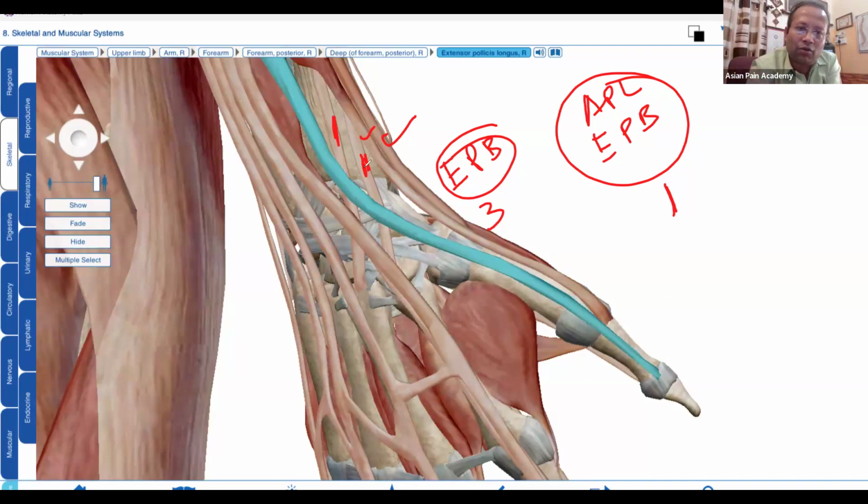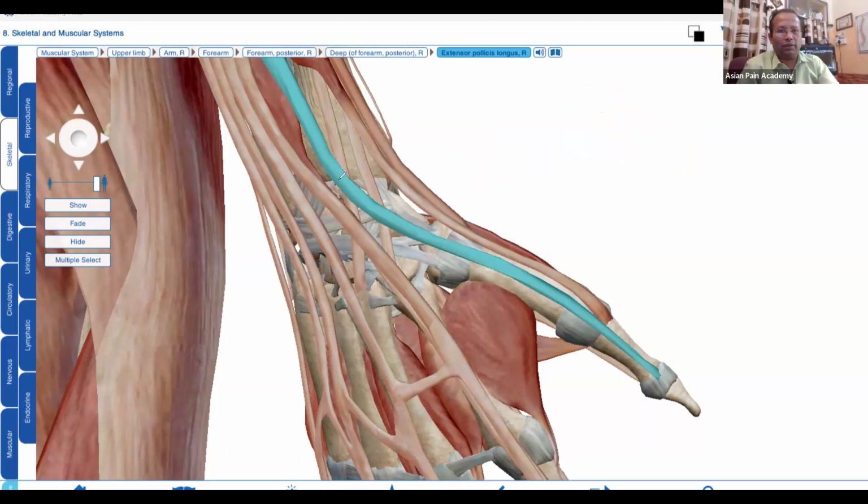Okay, so here only 1 and 3, APL, EPB and EPL, these three tendons, they do not come from the common extensor tendon. Okay, I think I will show by the picture, that is better. Clear all drawings. So this part you have to just remember.